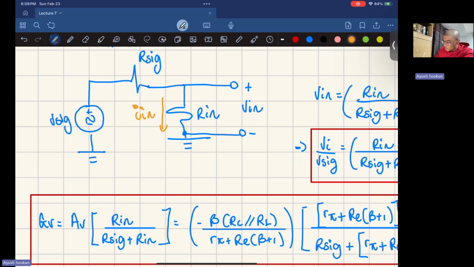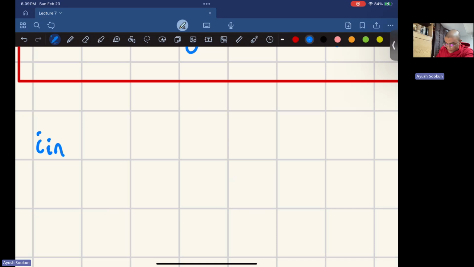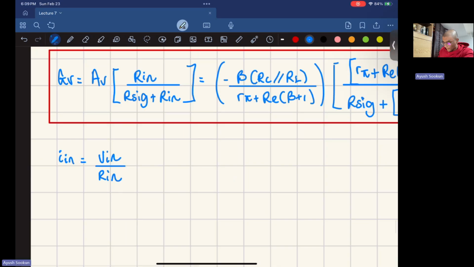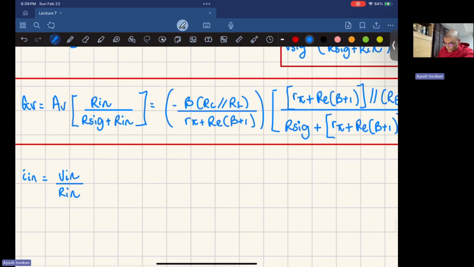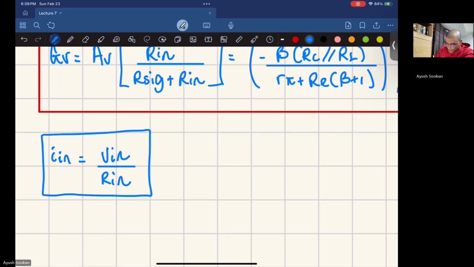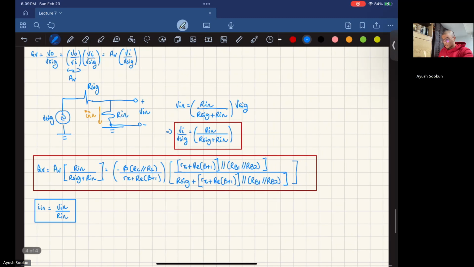So here I can just use Ohm's law, right? I input would be V input over R input. So that's what I'll do. I input is equal to V input over R input. That's my first expression here. And now I want to find the current gain.